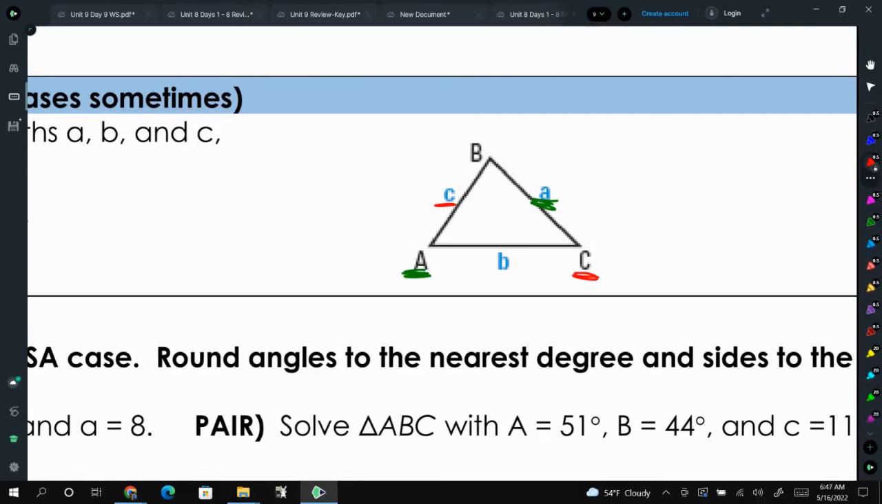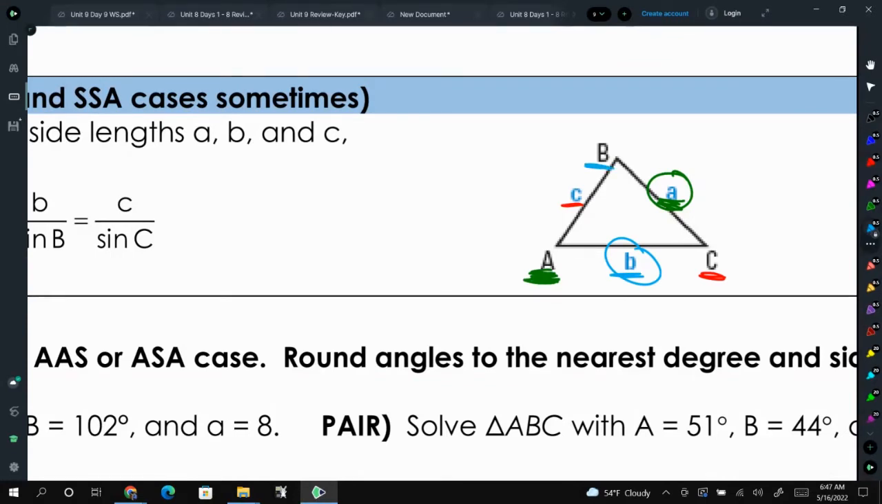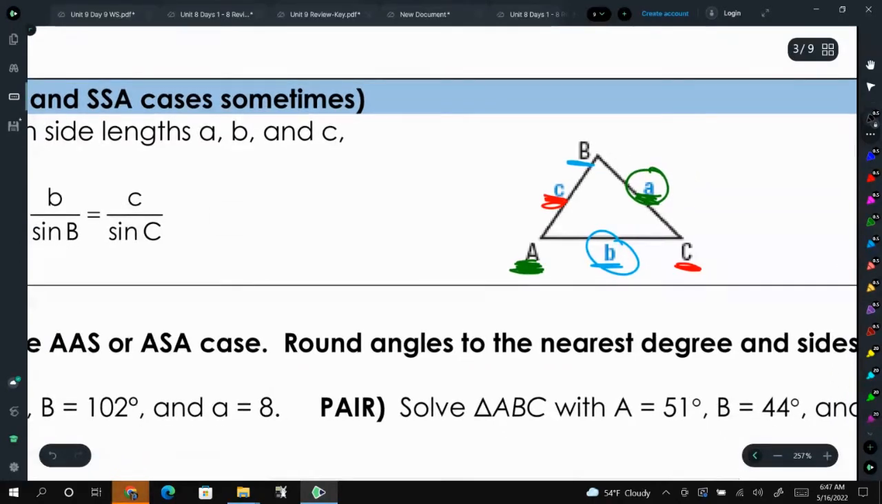So the law of sines will say that the length of A, this side length divided by the sine of this angle, is equal to side B divided by the sine of angle B, and that's equal to side C divided by the sine of angle C. And we can use all three fractions at once, or we can just pick two of them. When I do these problems, I like to draw a picture and make loops, and that makes it a lot easier.